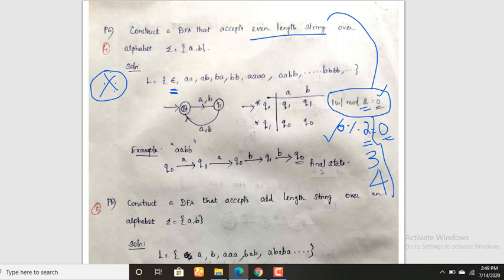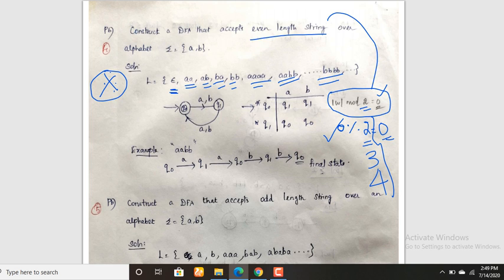So I add epsilon here, and even length strings mean the number of strings is 2. The 4 cases are possible. We omit 3 cases. Just 4 cases are possible. So 6 cases are possible.